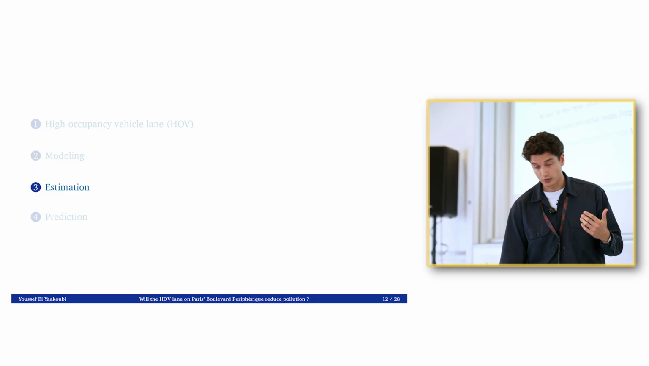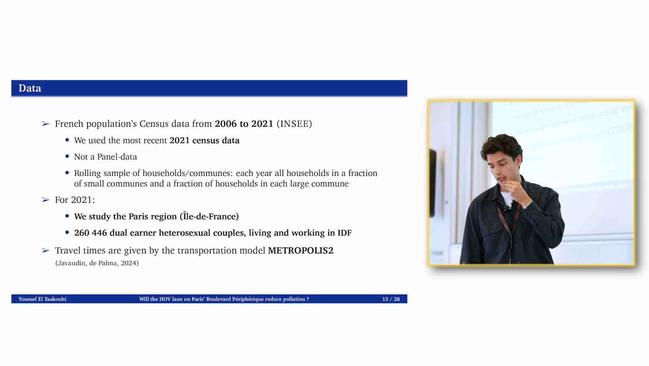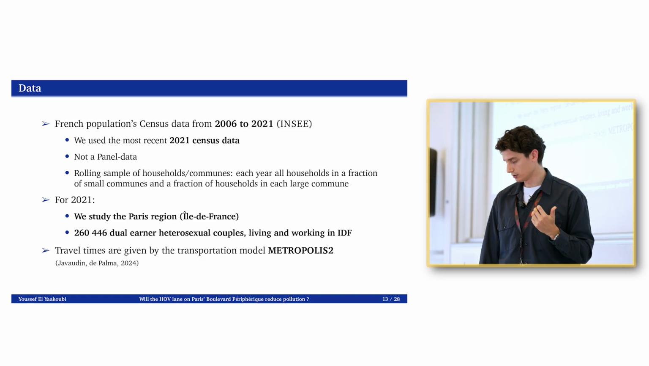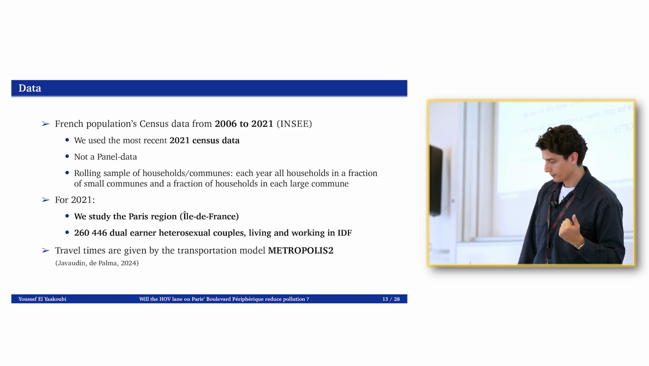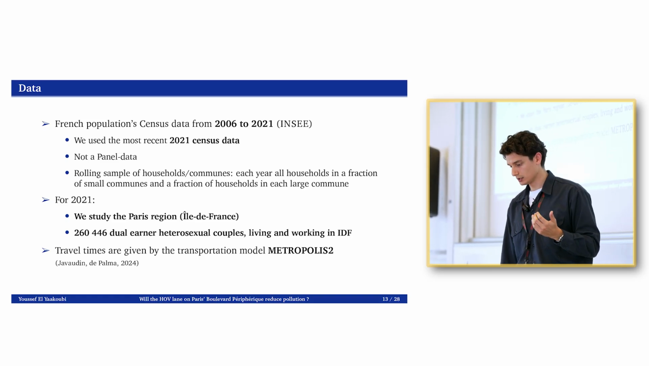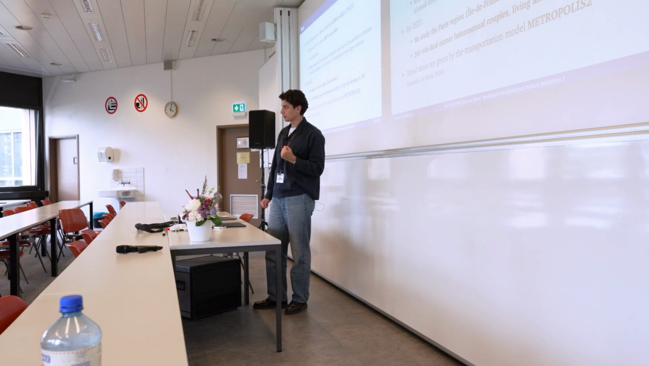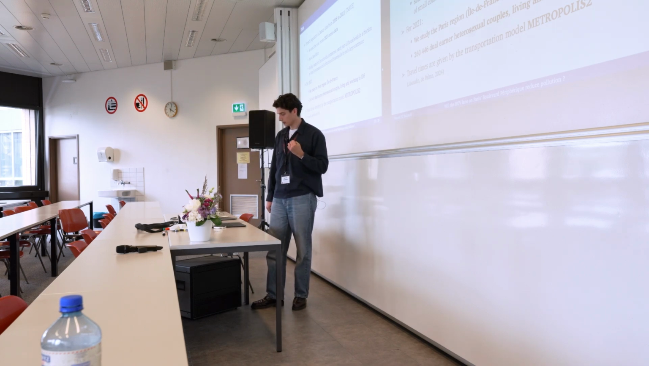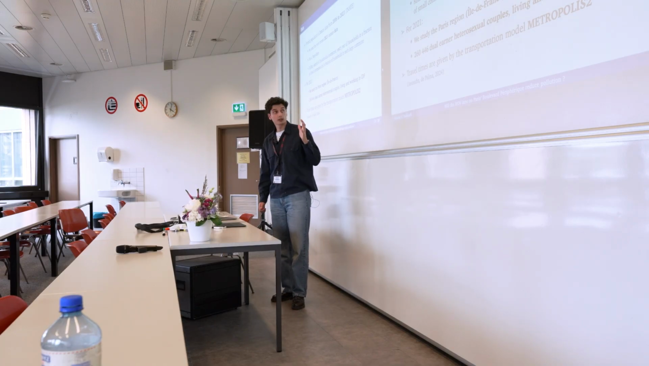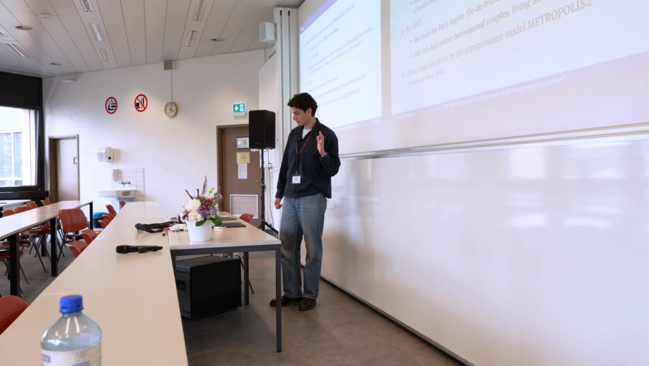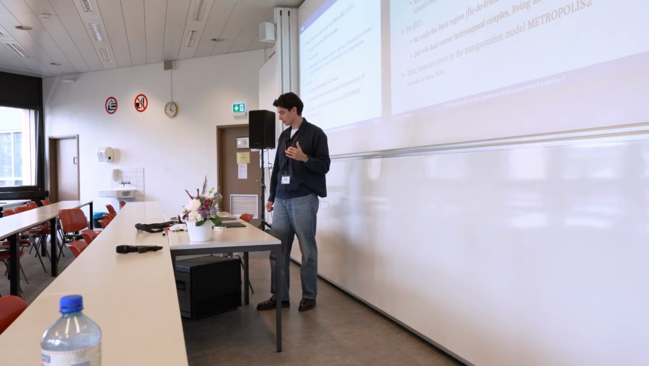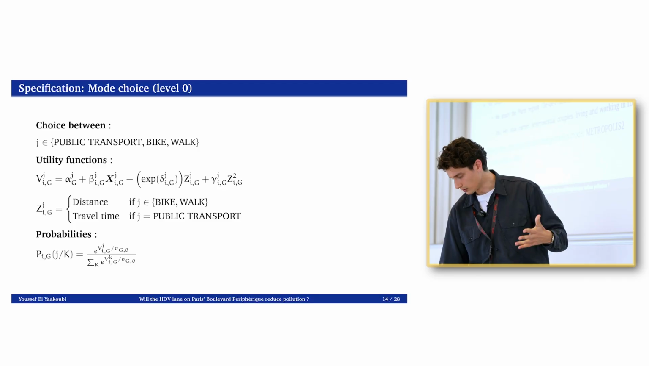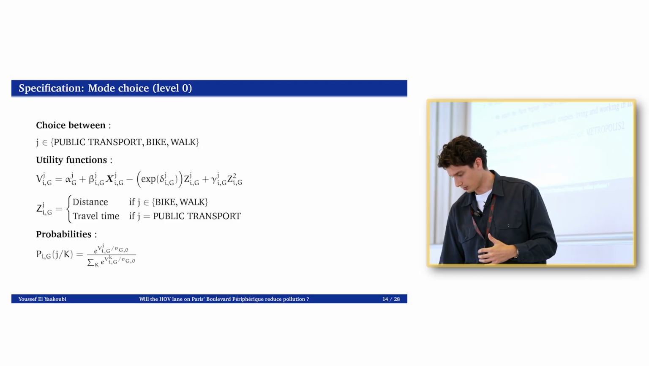For the estimation, we are using the French National Census, the last one of 2021, to have the most recent preferences. It's not panel data, but that is not a problem here because we are just estimating it on 1 year. For 2021, we have 260,000 couples living and working in the Paris region. And the travel times are given by the transportation model.